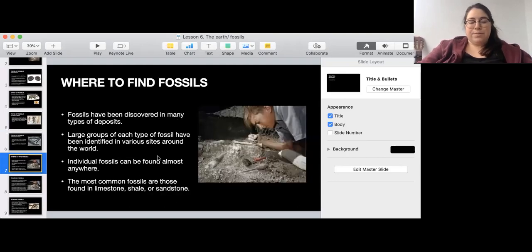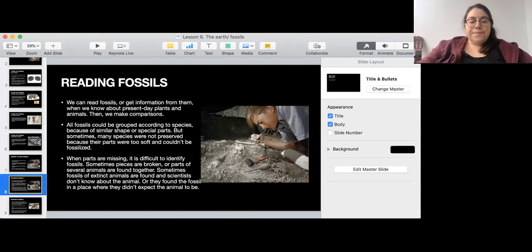And where do you find fossils? Okay, fossils have been discovered in many types of deposits. Large groups of each type of fossil have been identified in various sites around the world, but individual fossils can be found almost anywhere. The most common fossils are those found in limestone, in shale, and in sandstone. Okay, and then we can read fossils.